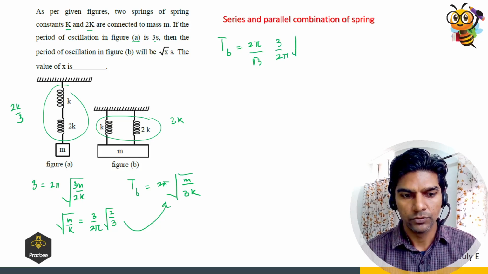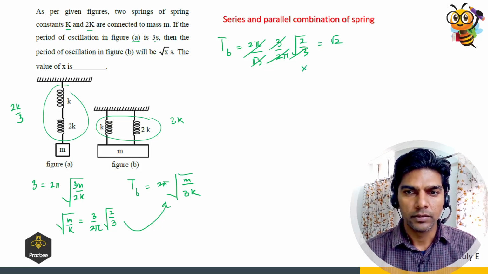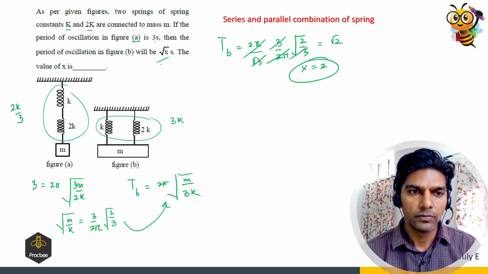Now let us substitute this value in this, right? So TB comes out to be 2 pi by root 3, and that will be 3 by 2 pi times root of 2 by 3. So 2 pi will get cancelled out, and this root 3 will cancel out this 3, so this comes out to be root 2. So x will be 2, right? So 2 is the answer.